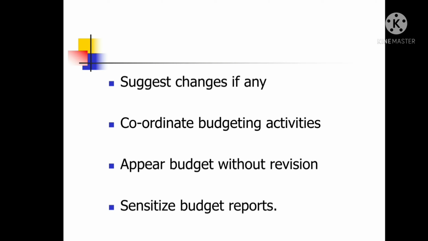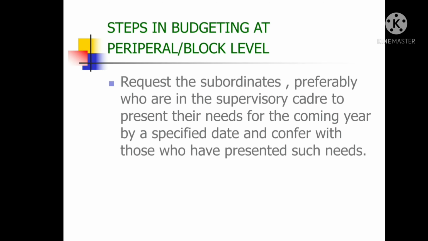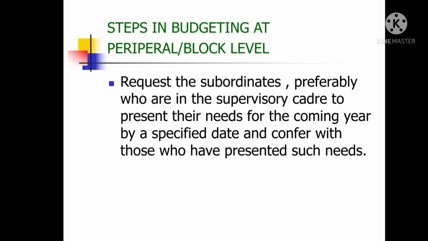So this committee will plan, implement and evaluate the budget. Okay, they are the ones who are responsible for that. Then what are the steps in budgeting at peripheral level? It's an important one. What are the steps? Different texts have given different points, so you go through that. Basic steps are here. First, request the subordinates, preferably the supervisory cadre. They have to present the needs for the coming year.